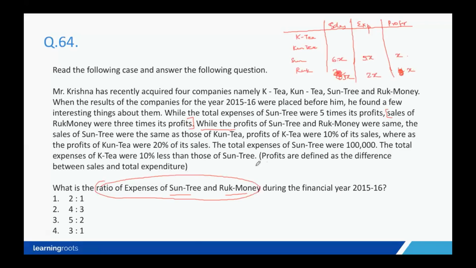So the ratio of expenses of Sundry and Rukmani will be in the ratio 5X is to 2X, which is 5 is to 2. Okay, so fairly simple question. The only trap in this case is the time waster part here.